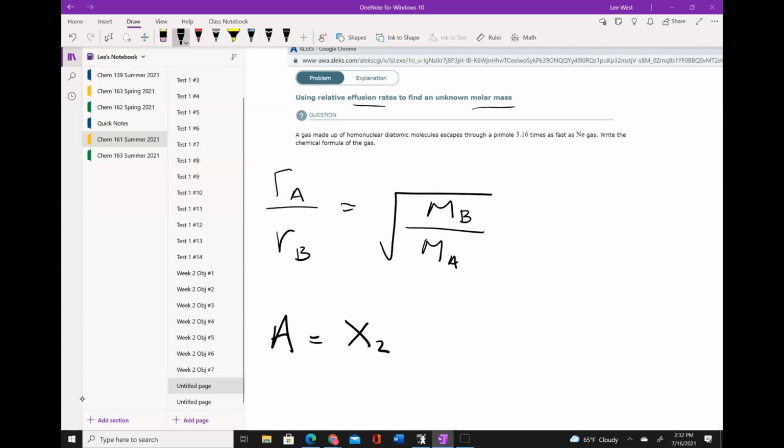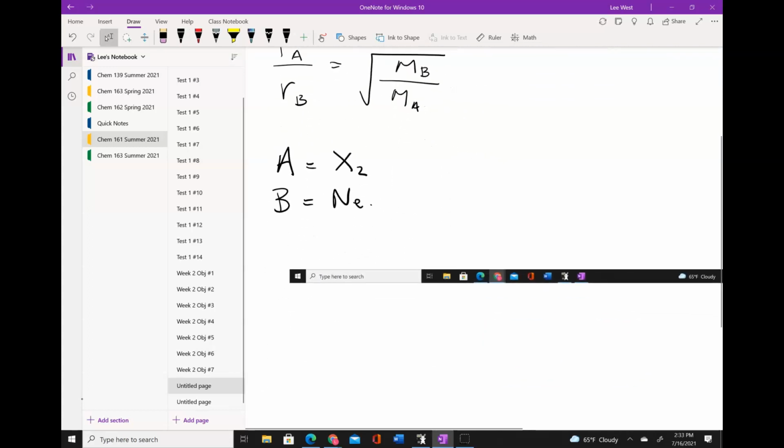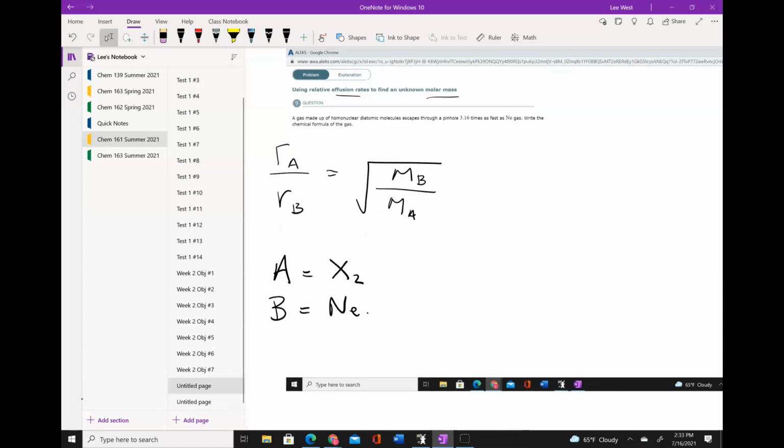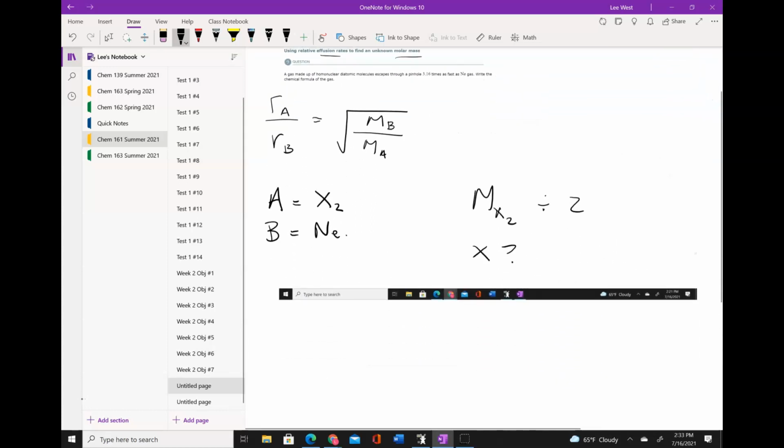And it says that this gas escapes through a pinhole 3.16 times as fast as neon gas. So I'm going to let neon be my other gas, because I can look up the molar mass of that one, can't I? It says write the chemical formula of the gas. So what I'm going to do is take the information that's given and solve for the molar mass of my X2, and then divide that by 2, and that'll tell me what X is. That's going to be my strategy here.